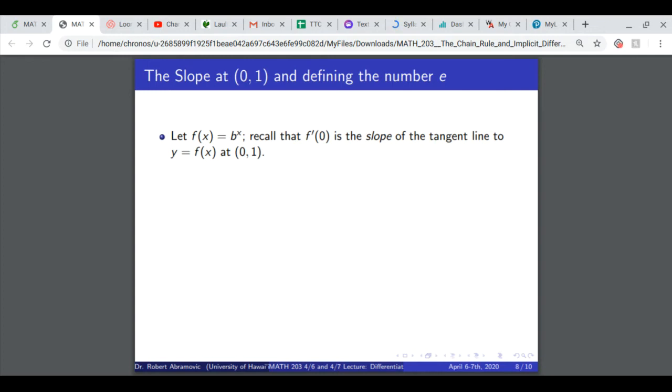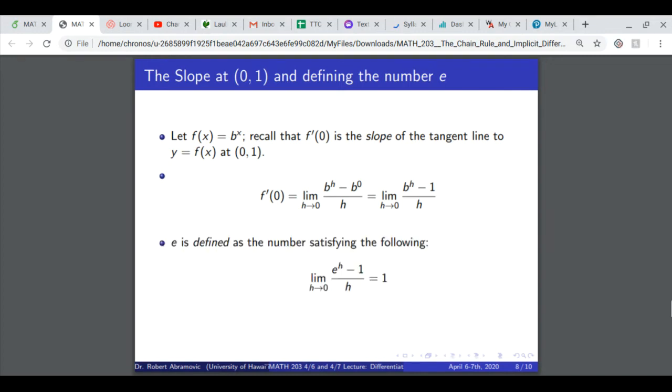Well, how do we define e? e is defined, as we'll see, using limits. If the function is b to the x, recall that f prime of 0 is the slope of the tangent line to the function at 0, 1. f prime of 0 is the limit as h goes to 0 of b to the h minus b to the 0 over h. That's the same as the limit as h goes to 0 of b to the h minus 1 over h. This is true for any number b, any positive number. e is defined as the number that satisfies this limit is equal to 1.